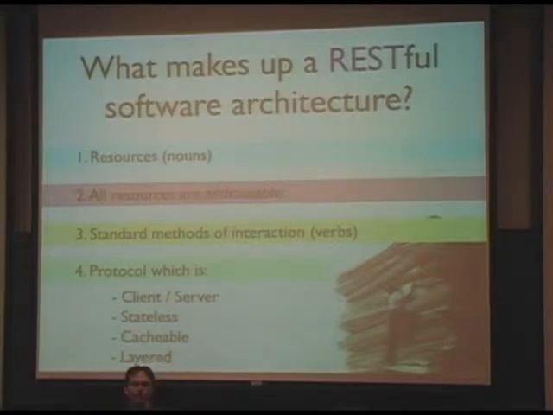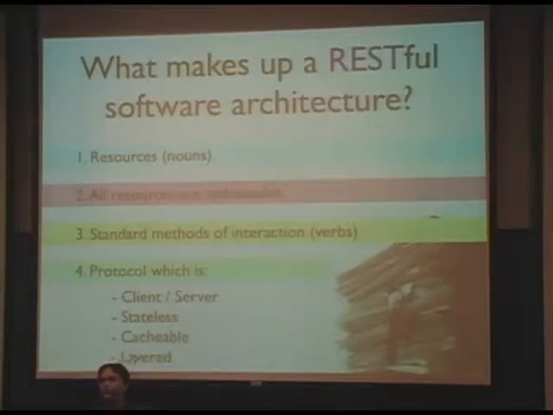Lastly, RESTful software architectures have a protocol which is client-server. It's stateless, which means it doesn't remember anything between each request. And because it's stateless, that also makes it very easy to cache. So if I've got 2 requests for the same data, the first time I can cache it, the second time I can send back the cached data. And they're also layered, meaning they can go through many intermediary servers or gateways and still retain the same data back and forth between the client and server.